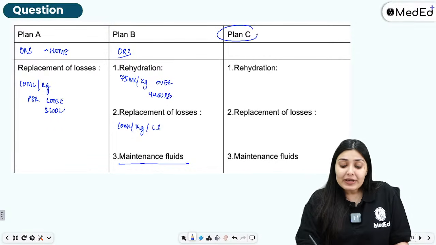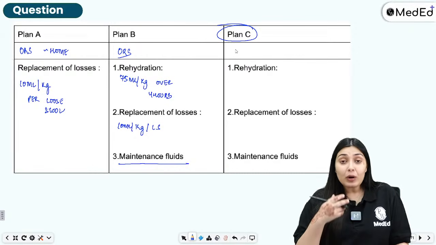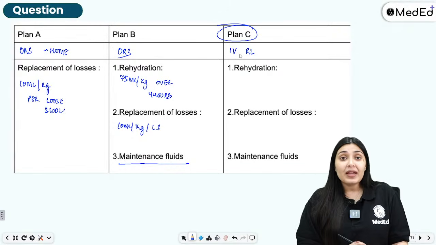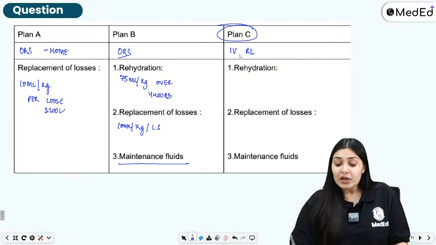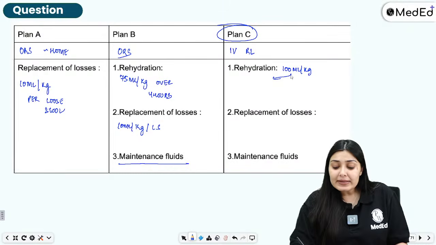Plan C is for severe dehydration. This child cannot take anything by mouth. So here we give IV RL, Ringer lactate. Here the rehydration is different. We give 100 ml per kg. This is given in 2 blocks. Firstly a 30 ml per kg bolus, then 70 ml per kg.